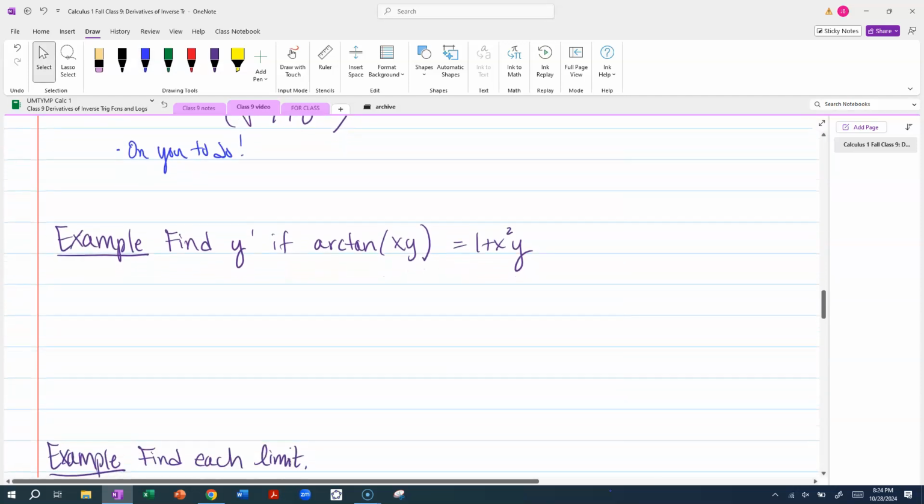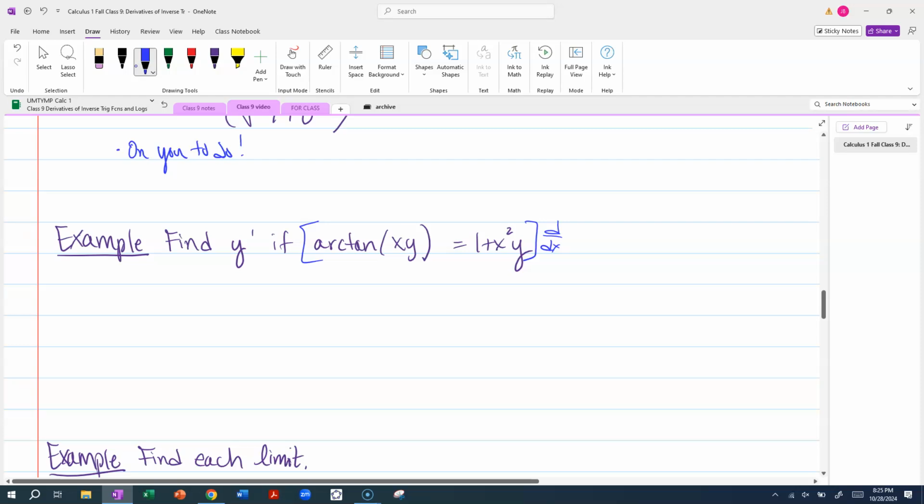Okay. Next example, we can embed these inverse trig functions in with implicit differentiation. So let's see if we can handle all that at once. Okay, so we have to find y prime. We need to take this whole thing and apply the derivative to it.